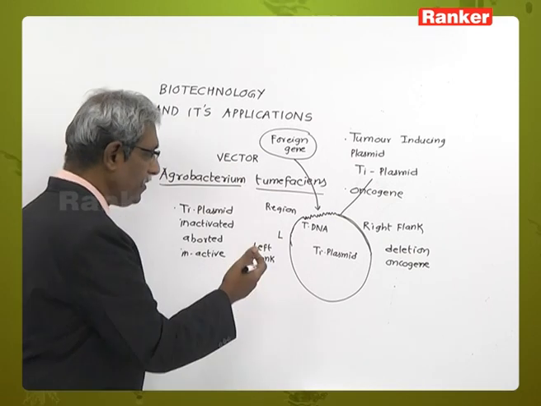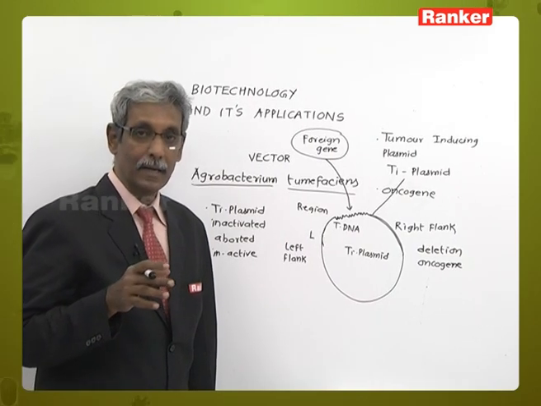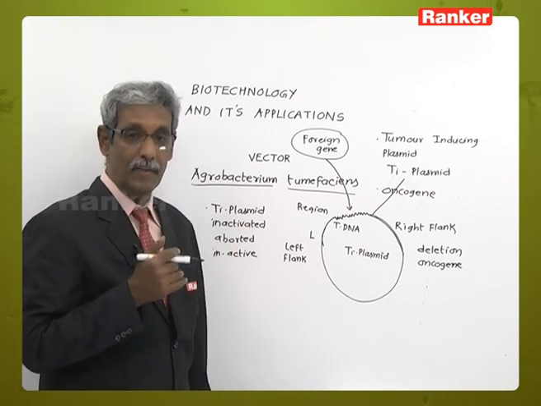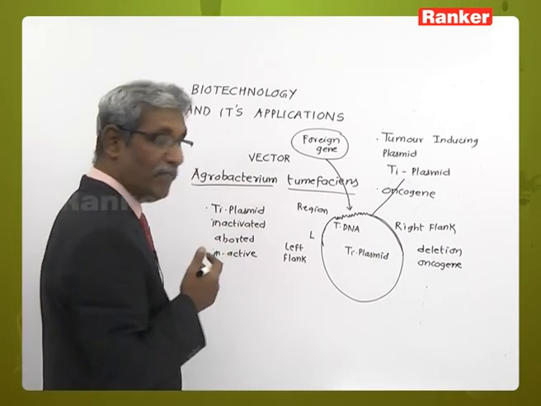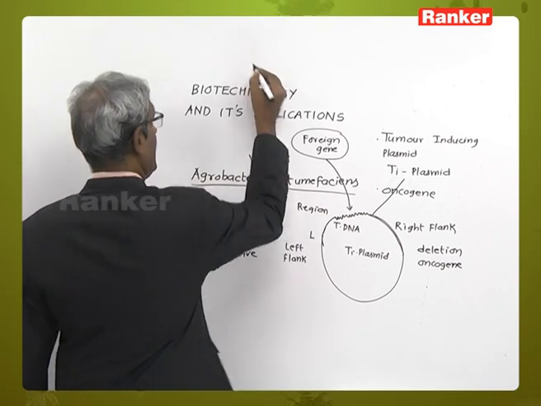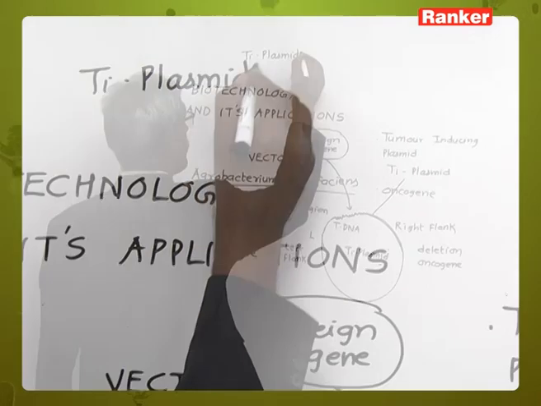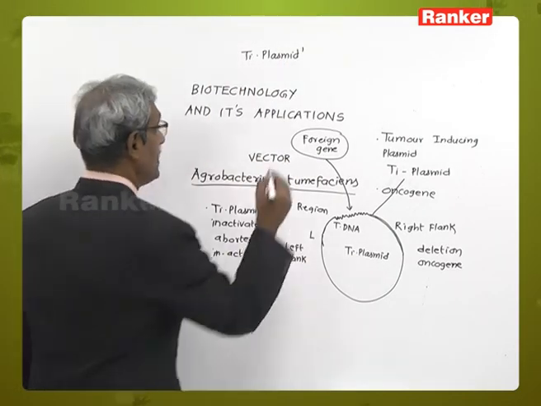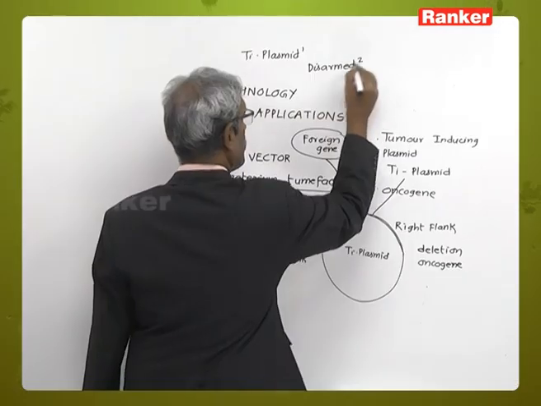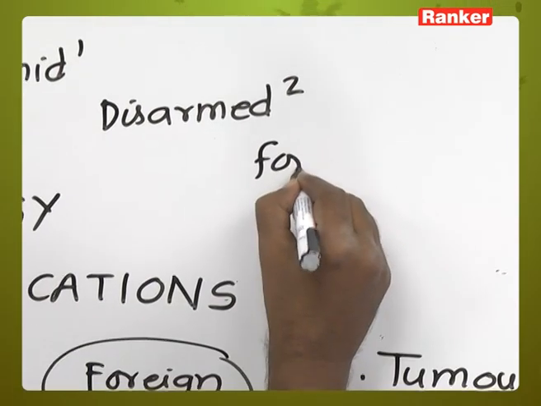Now, once your foreign gene is linked in the region of the T-DNA where it is supposed to be in the Ti plasmid, the transfer of the foreign gene along with the T-DNA is very, very efficient. So, what are the advantages? Why do you call Agrobacterium tumefaciens a natural genetic engineer? Because it has the Ti plasmid. Next, the Ti plasmid is disarmed. Third, the foreign gene of interest is placed into it. It has got a foreign gene insert.